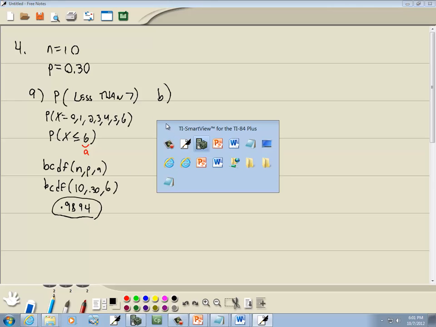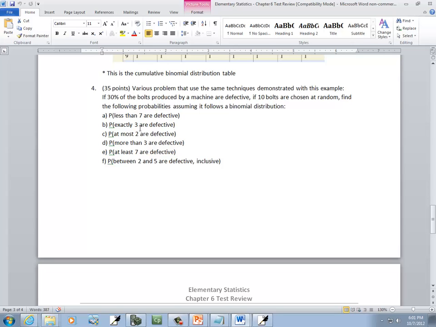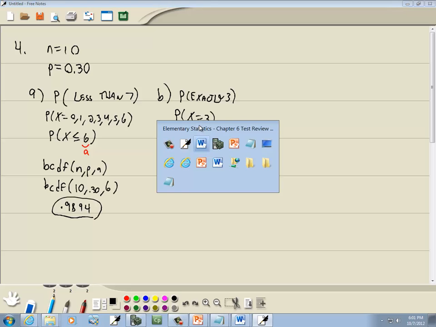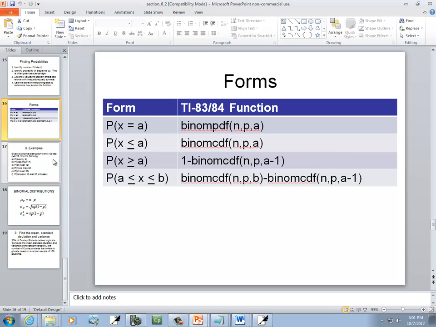Okay, let's look at B. Exactly 3 are defective. So exactly 3. Well, let's write down what x values that entails. That's x is equal to 3. Now, there's no need to write this in terms of inequality or equality. It's already there. If I go see which form this matches, it's the first one. X is equal to A. X is equal to a number.